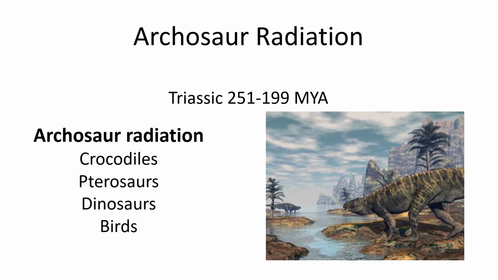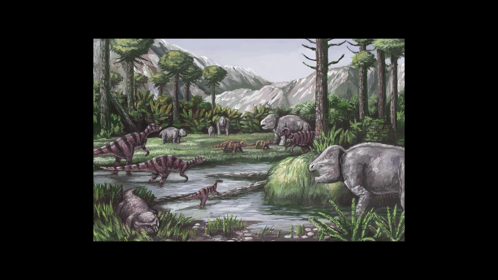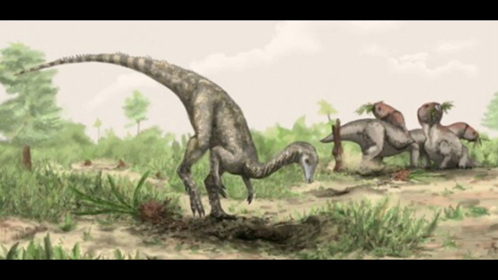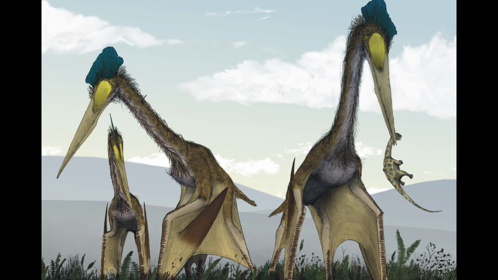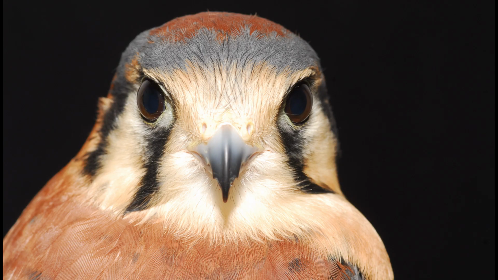Okay, so let's talk about the archosaurs. The Triassic lasted from 251 million years ago to about 199 million years ago. This is when this relatively minor group of reptiles began to diversify into things like the crocodilians, the pterosaurs, the dinosaurs, and eventually into birds.